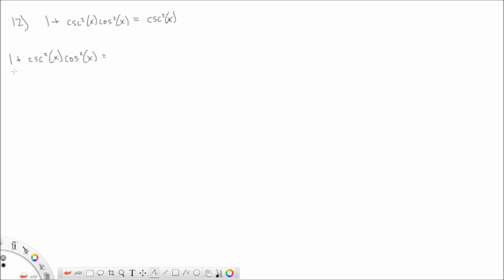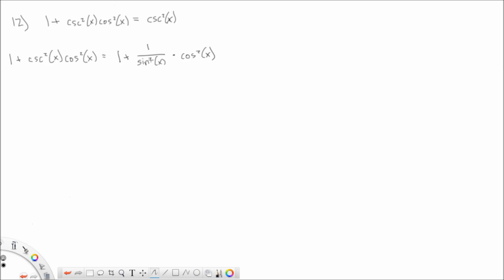So the first thing I'm going to do, we have multiplication between trig functions. And whenever you have multiplication, it's good to rewrite these things in terms of sine and cosine to see if they combine or cancel out in any way. So I'm going to rewrite cosecant. We know cosecant is 1 over sine. So this is 1 over sine squared. Now we still have this times cosine, which is already in terms of sine and cosine. We don't need to change it at all.